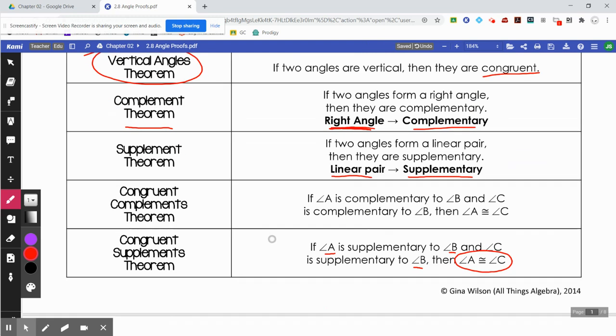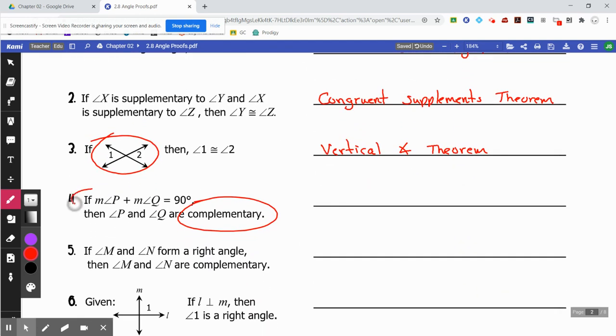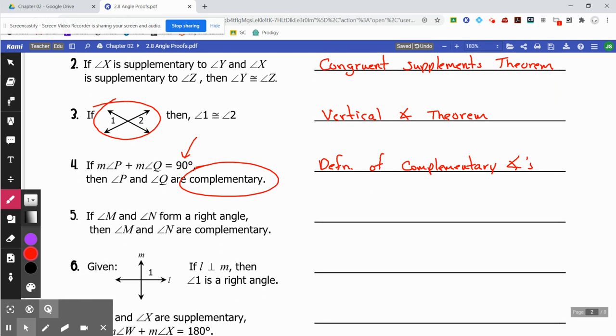Okay, so you got to be careful with that because this did not say that this is a right angle. It does say that it's 90 degrees, but it does not say right here that it is a right angle. We know that is a right angle, but it doesn't come out and say that, so we got to be careful. And that would be the definition of complementary angles. If M and N form a right angle, now we have it.